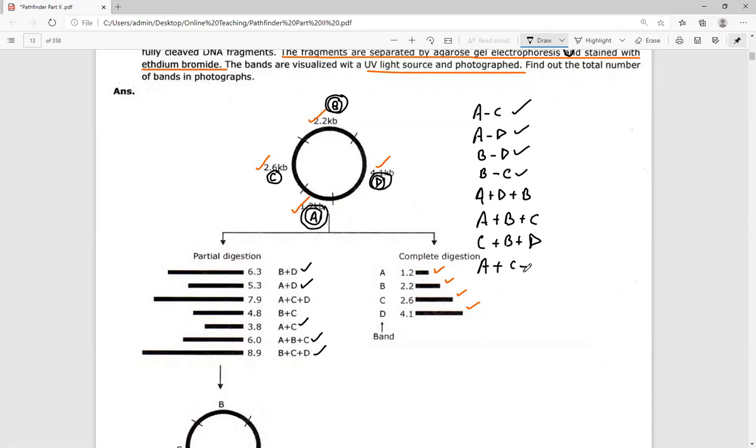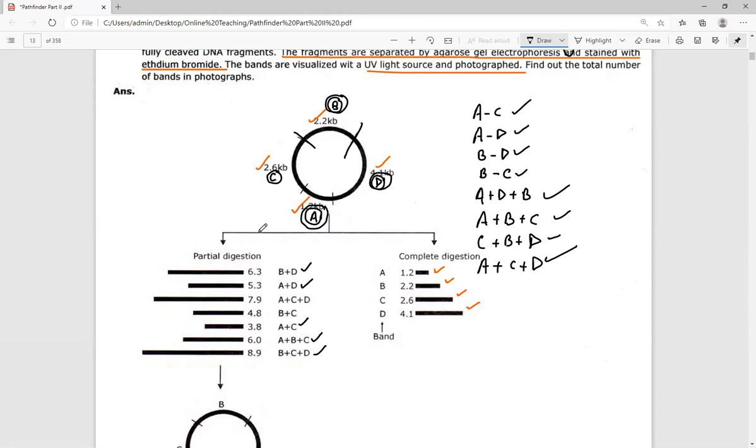These are the combinations that are going to be produced in the case of partial digestion. A, C, and D are going to be joined together. Here, the cleavage is going to take place. And A, D, B can take place if here and here the cleavage is going to take place.